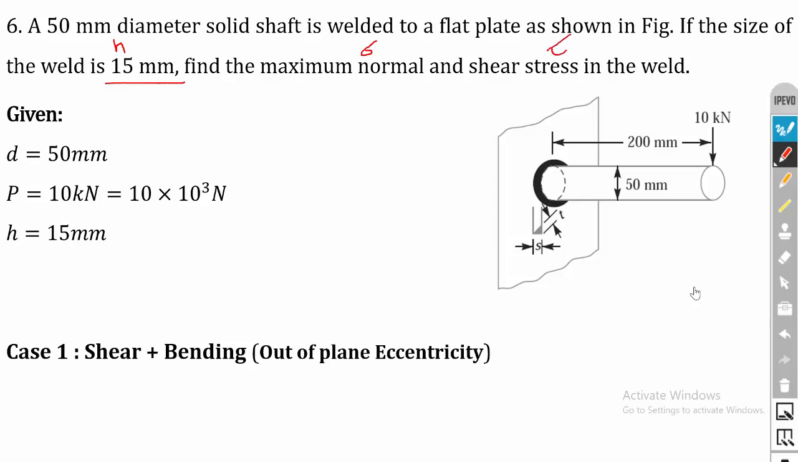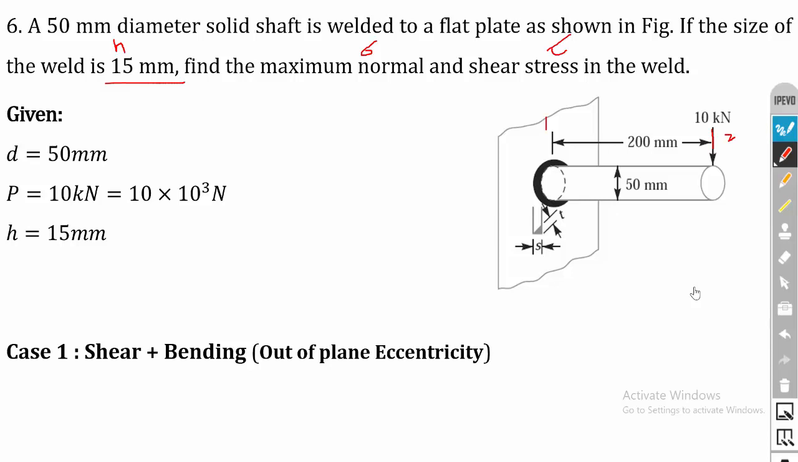So this is the given drawing. The welding is carried out on one plane and the load is acting on another plane. So this is plane number 1 and this is plane number 2. Both the planes are different, so it comes under case 1, that is out of plane eccentricity.